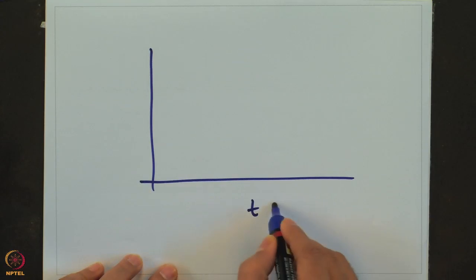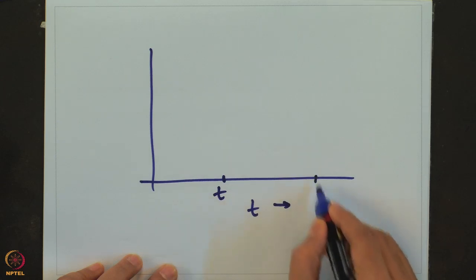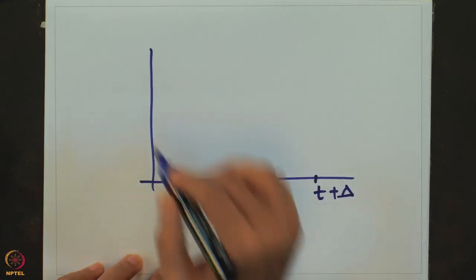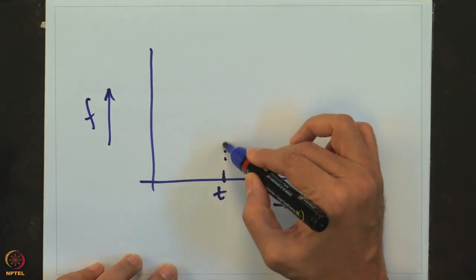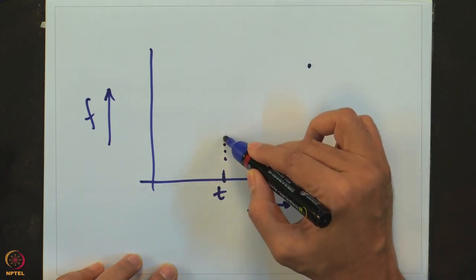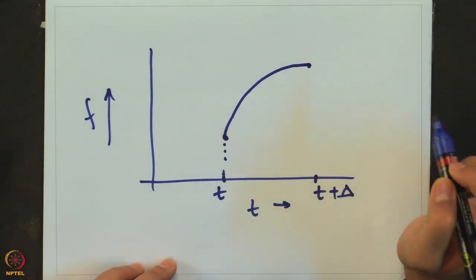Before we get to that, I want to look at what this is geometrically, just so that you get a better intuition of what is going on. Let me draw a picture. This is time, let us say this is t, and this is t plus delta, and on this axis we have f. I am plotting a curve, something like this. This is a plot of f.